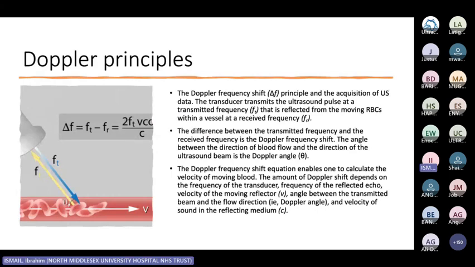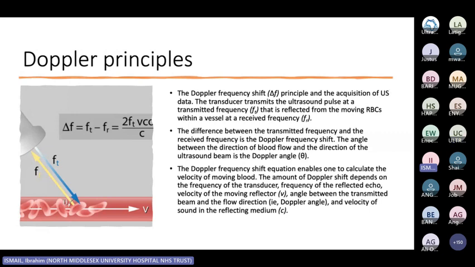Okay, so this is just more of the Doppler principle. As you can see here, the frequency transmitted and the frequency received. We've got our equation here, the Doppler shift principle and the acquisition of ultrasound data. The transducer emits the ultrasound pulse at a transmitted frequency, which is reflected from the moving red blood cells within a vessel and received at a received frequency. The difference between the transmitted frequency and the received frequency is the Doppler frequency shift, the movement.